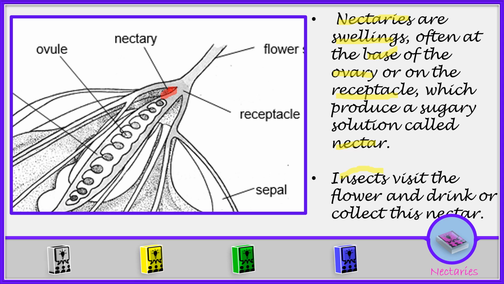The insects visit the flower and they drink or collect the nectar. So insects will come and visit the flower. When they visit the flower, they will go deep in the flower and then they will drink or collect the nectar. Then they will go away.